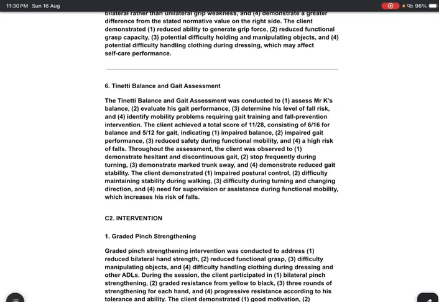During the assessment, Mr. K demonstrated hesitant and discontinuous gait, frequent stopping during turning, marked transfer difficulty, and reduced gait stability. Therefore, the assessment findings supported the need for gait training, balance intervention, and fall prevention strategies.